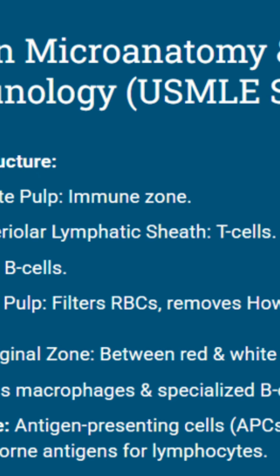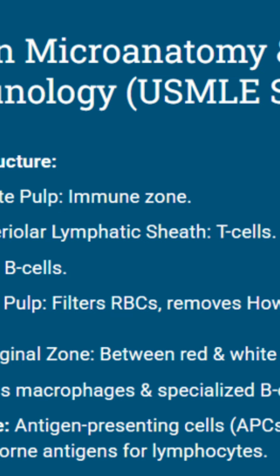The spleen is divided into white pulp, red pulp, and the marginal zone, and each one is high yield. White pulp is immune central. Inside it, you have T cells hanging around the periarteriolar lymphoid sheath, or PALS. B cells live in the follicles. It's like the lymph node of the blood.